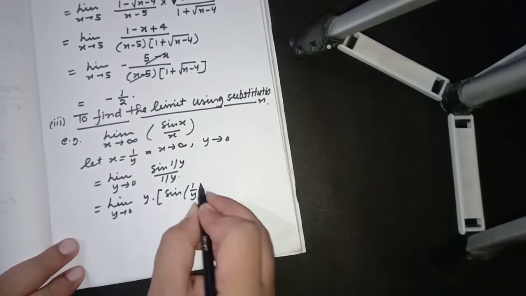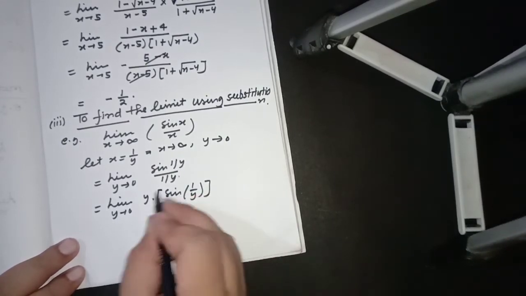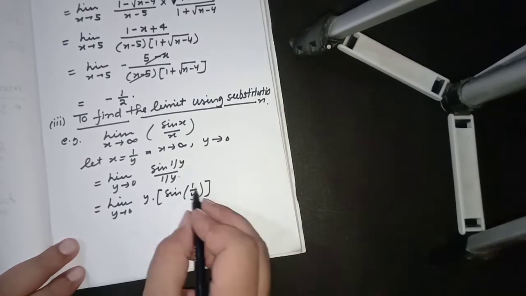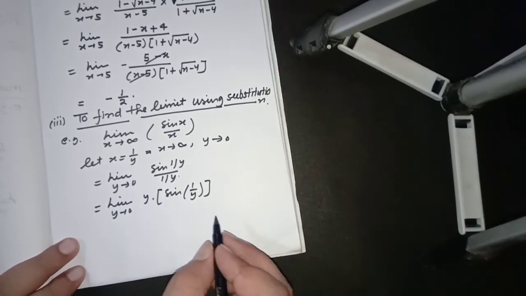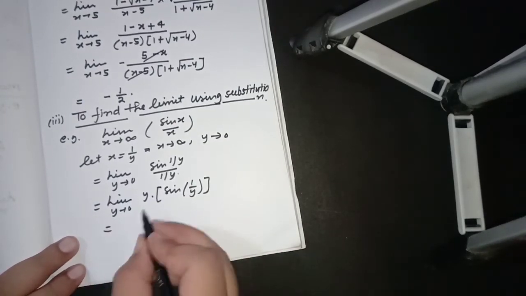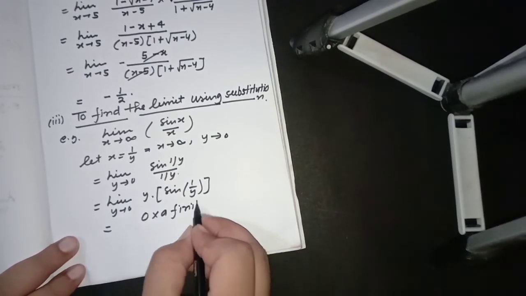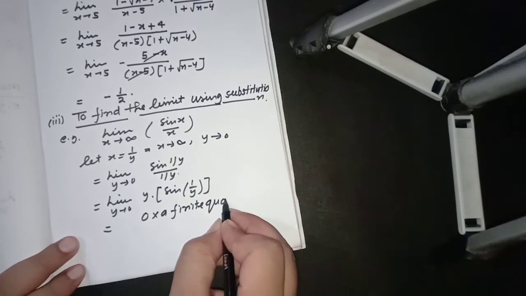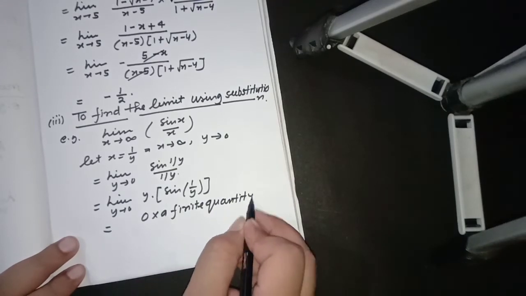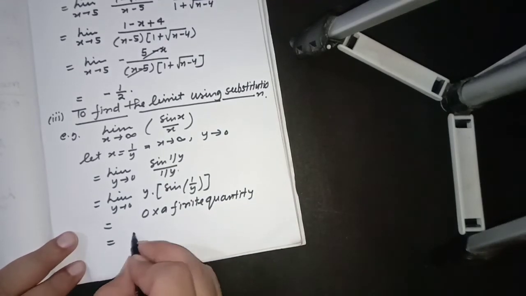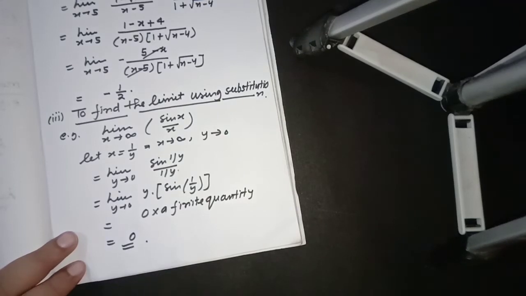Now we know that sin 1 upon y is a finite value. Sine function has a finite value lying between minus 1 and plus 1. So that will be, and y tends to 0, so that will be 0 into a finite quantity. And the result will come out 0. So the value of the limit will come out 0.